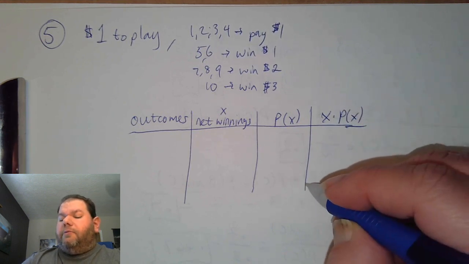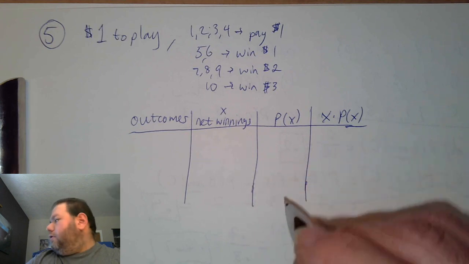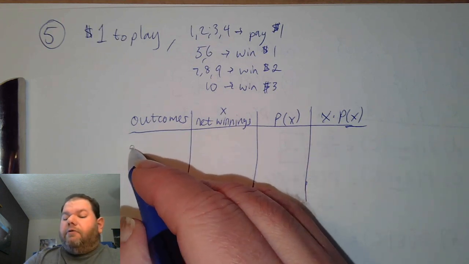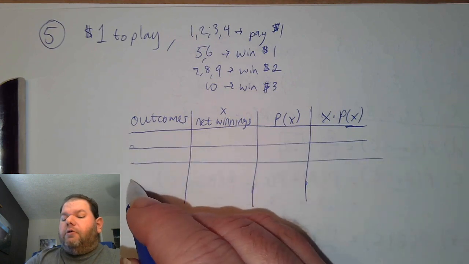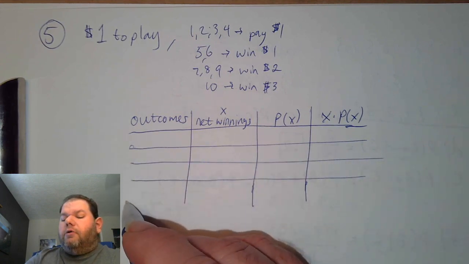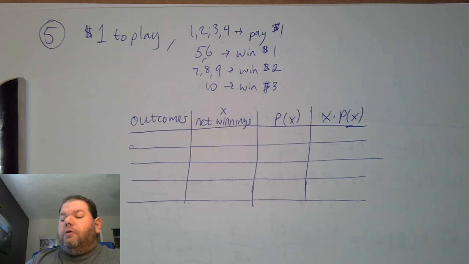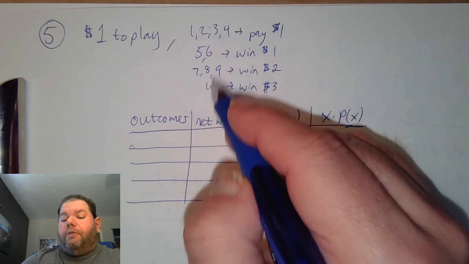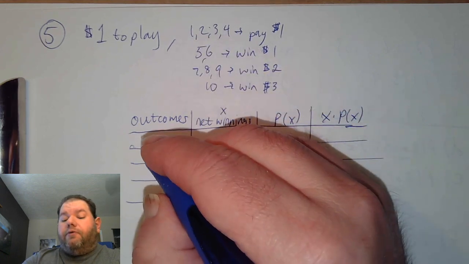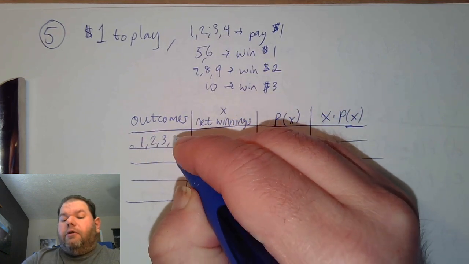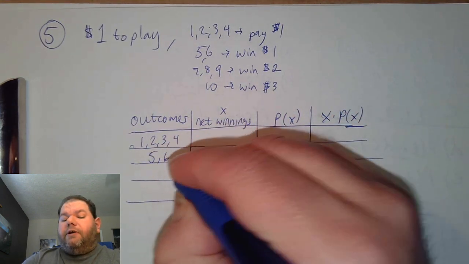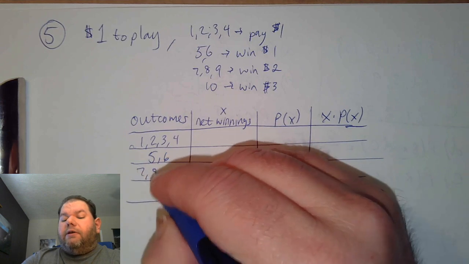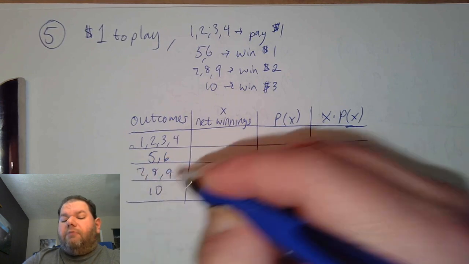Alright, so here's the table that we want to fill out. And on this table I've given you 4 rows. And our outcomes are broken up as we see here. It could be a 1, 2, 3, or 4, that has one outcome associated with it. 5 and 6 could be our second. 7, 8, 9 would be our third, and 10 would be our fourth.